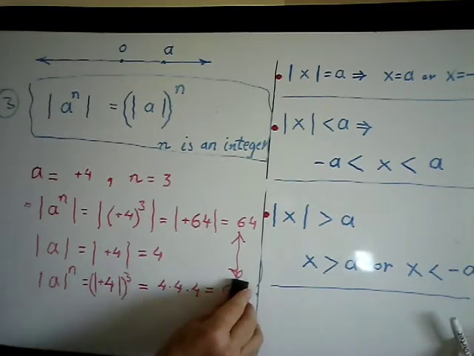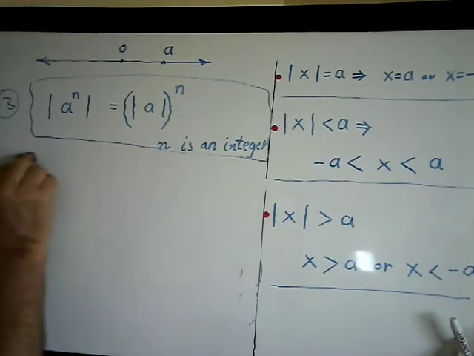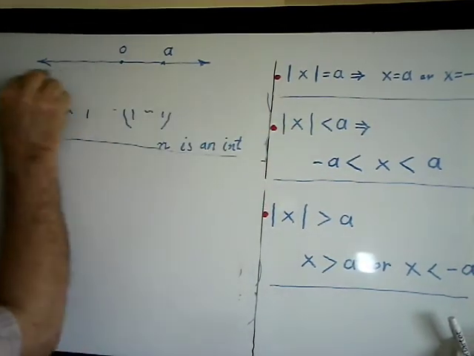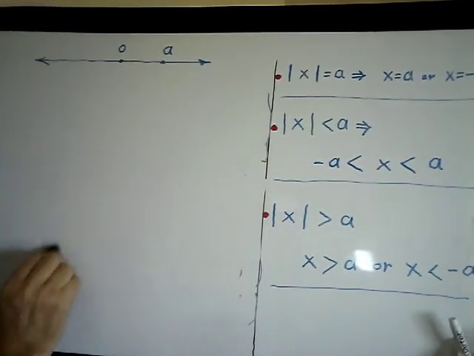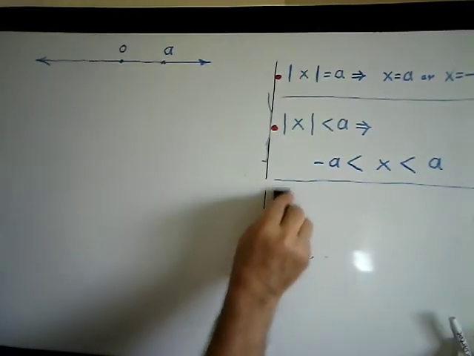So now we have the definition of the absolute value and have 3 rules for the absolute values. We will write them right here.